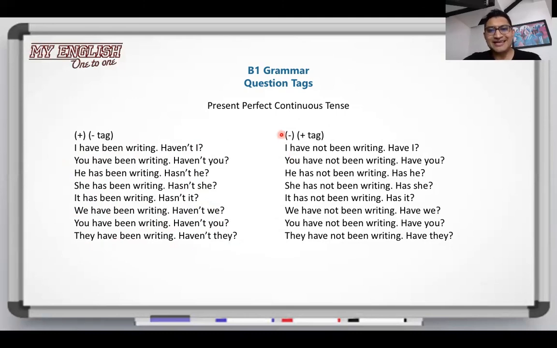Now we're going to check negative sentences with positive question tags, okay? I have not been writing, have I? You have not been writing, have you? He has not been writing, has he? She has not been writing, has she? It has not been writing, has it? We have not been writing, have we? You have not been writing, have you? They have not been writing, have they?